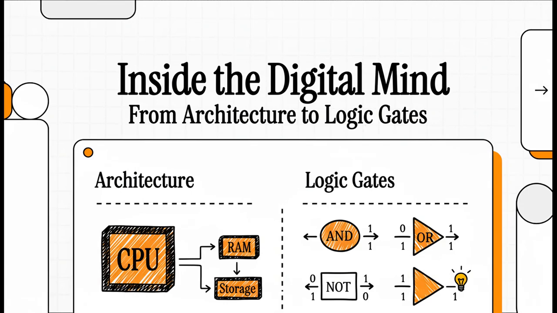You click, you type, you swipe, and just like magic, a million things happen in an instant. But have you ever stopped and wondered, how? Like, really how? Well, we're about to take a journey inside that digital mind, from the big picture all the way down to the tiny little switches that make it all possible.